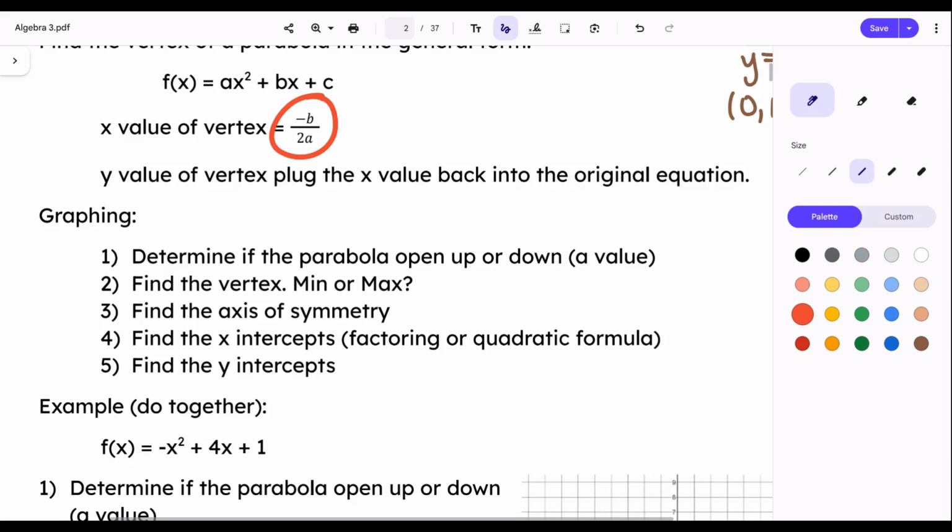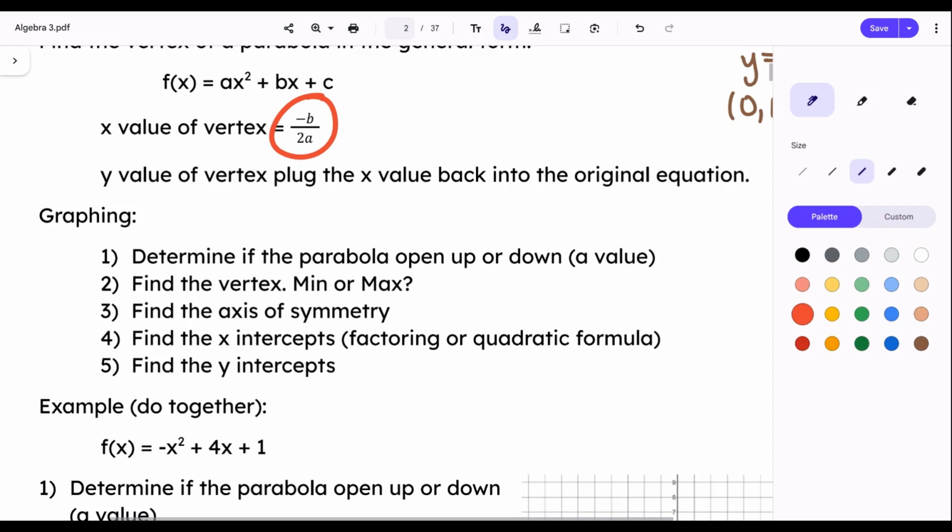Now you can do two ways to find the y coordinate of your vertex, because that opposite of b over 2a gives you the x value of the vertex. To find the y value, you either need to plug the x value back into the original equation and calculate that, or this is when we can do our shortcut with our table. We can type in our function on our table and actually figure out what the y value would be. So we'll get into that as well.